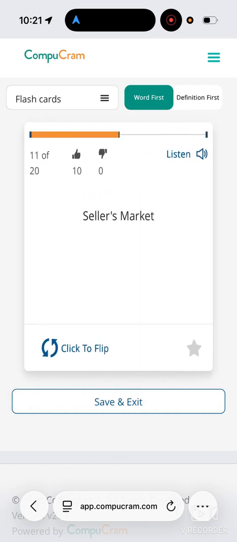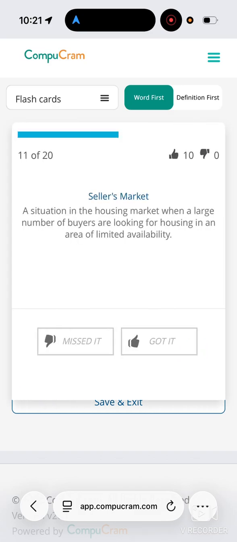Seller's market: a situation in the housing market when a large number of buyers are looking for housing in an area of limited availability.